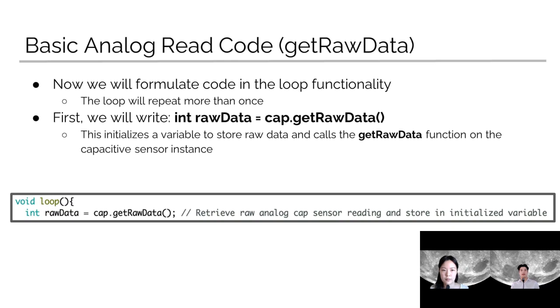Now that we have our capacitive sensor successfully set up, we can move on to the loop function, which will perform a basic analog read. Yes, the loop function executes repeatedly. First, we get the raw data from the capacitive sensor by calling the getRawData function, and this is then stored in the variable rawData.